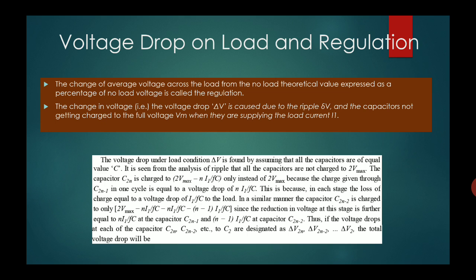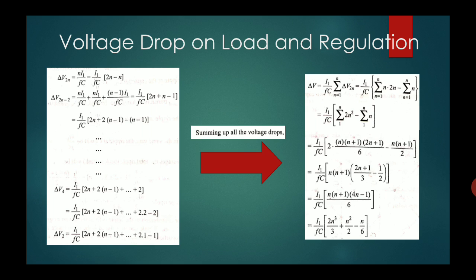Okay, thus if the voltage drop at each capacitor, 2n minus 2 etc. to C2, is designated as delta V2n, delta V2n minus 2 to delta V2, the total drop of the voltage will be calculated as follows. So on the right hand side we have the set of all the voltage drops, delta V2n to delta V2.